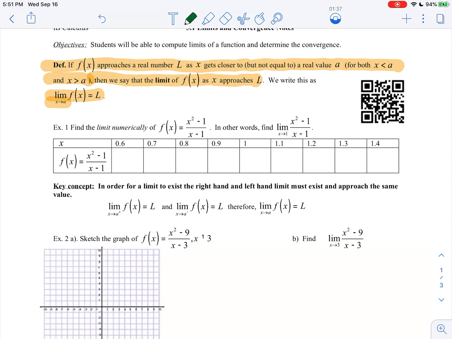So it says find the limit numerically of f of x equals x squared minus 1 over x minus 1. In other words, find the limit as x approaches 1 of x squared minus 1 over x minus 1. Go ahead and pause the video and fill in the table. All right, so what I've done is here's my values. Now if I plug in 1, that's undefined, so just go ahead and say that.